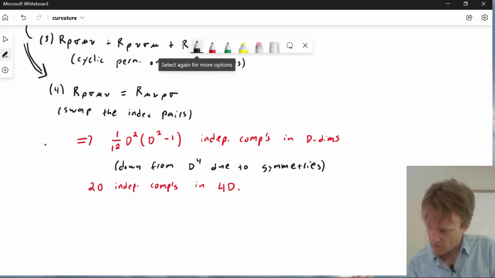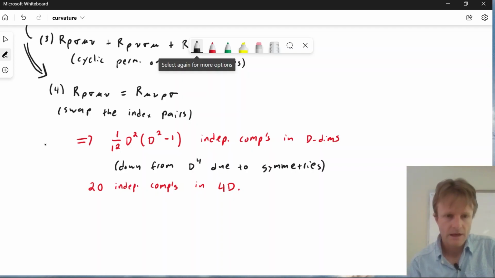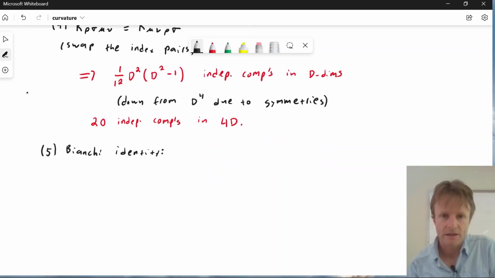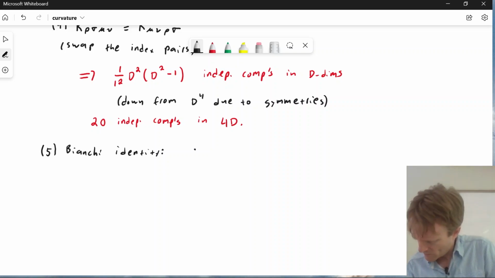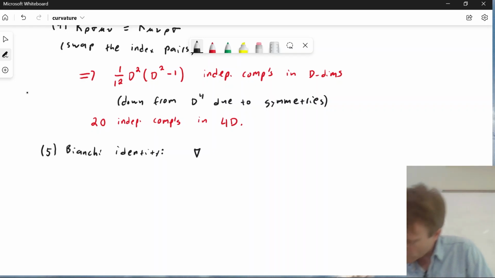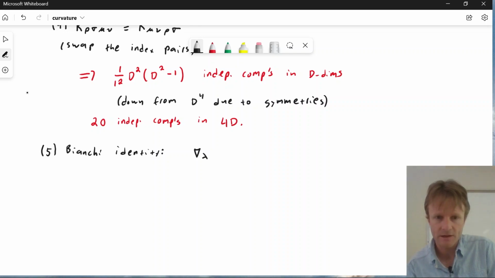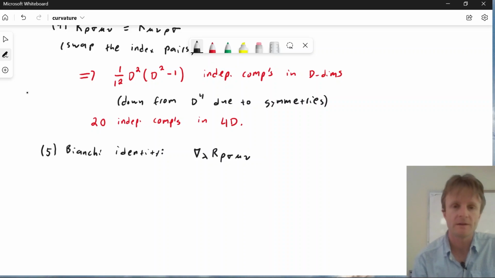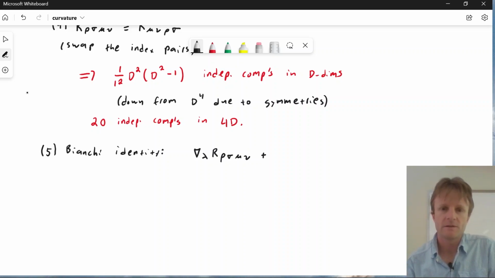Okay, then another property that is useful is called the Bianchi identity. So first let me write it, and then we'll derive it. The Bianchi identity, if I remember right, is cyclic permutations on the first 3 indices when you take a derivative. So del lambda R rho sigma mu nu. I've just taken a covariant derivative of the Riemann tensor. And now I do the cyclic permutations game on the first 3.